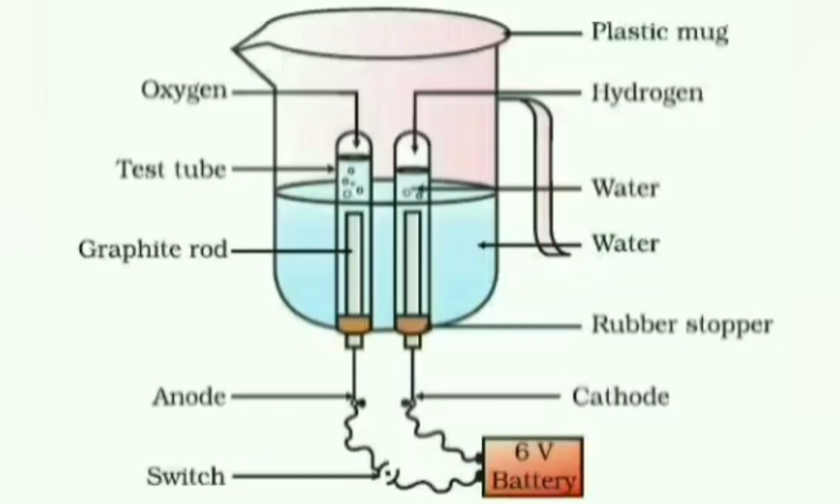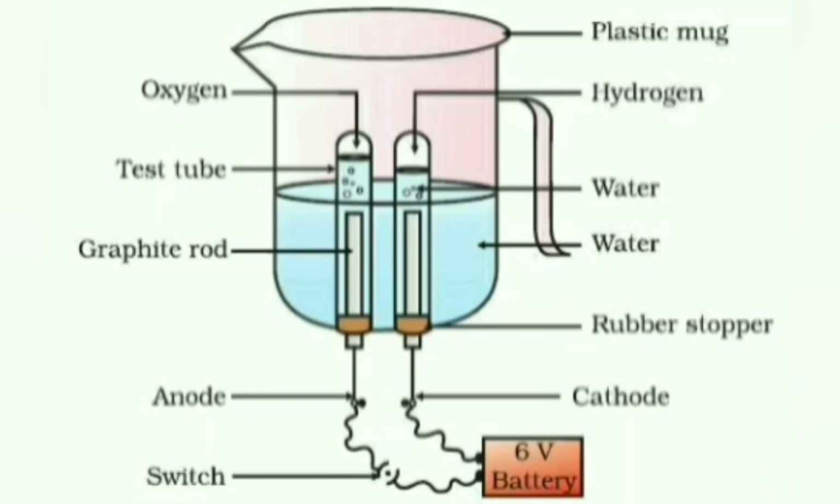Look at the setup. Here a plastic mug has been taken, half filled with water. Two electrodes are dipped into it. One is anode and the other one is cathode. As we already know, anode is the positive electrode and cathode is the negative electrode. These two electrodes are connected to the battery through a switch. When we switch on, electricity starts passing through this circuit.